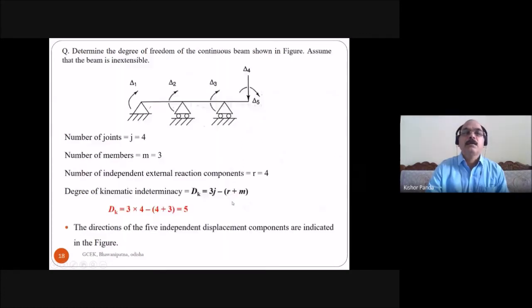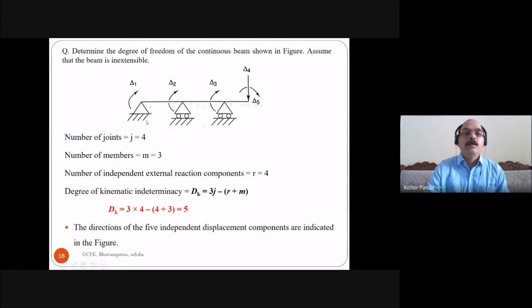Coming to another example, this is the beam. Determine the degree of freedom or degree of kinematic indeterminacy of the continuous beam shown in the figure, assuming that the beam is inextensible. You have to consider inextensibility of the member. Here you see the number of joints. How many joints? 1, 2, 3, 4. 4 joints. Number of members. How many members are here? 1, 2, 3. 3 members.